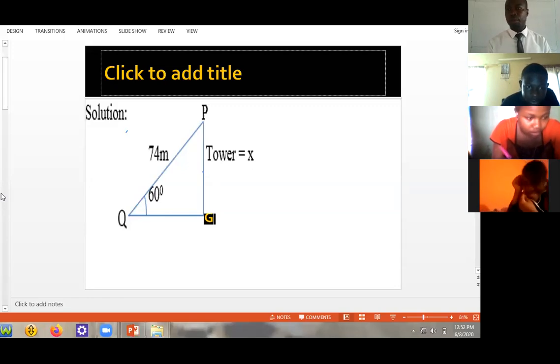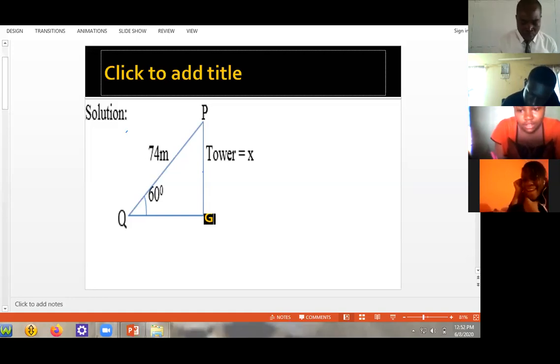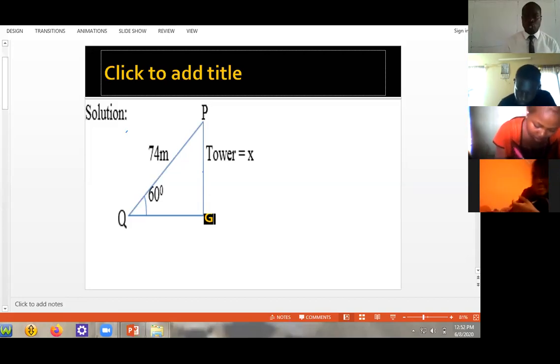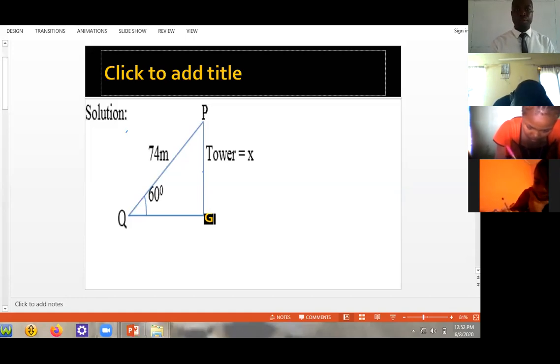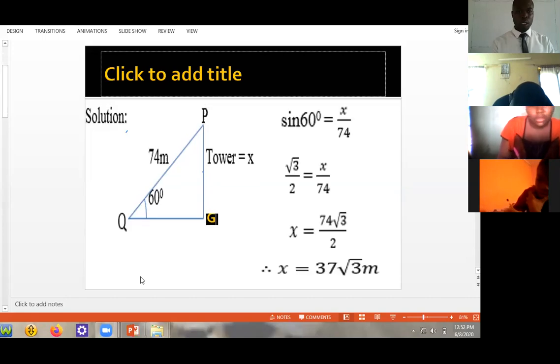Sine. Correct. You are using SO. Are you sure you are using SO? If you are using SO, let's start now. Sine 60 equals opposite over hypotenuse, and your opposite is x, and your hypotenuse is 74. So quickly do it, and compare your answer with mine.